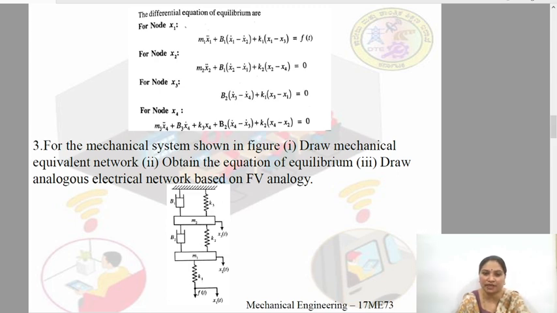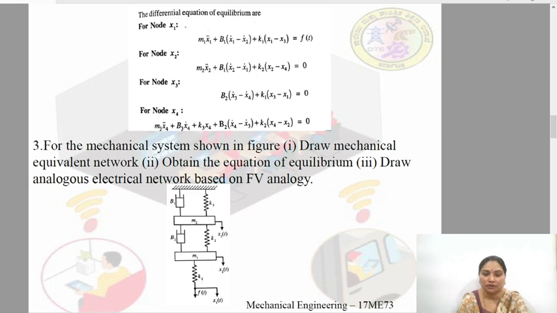For the four different nodes we can write the equations as, for the node 1, that is x1, we write m1 x1 double dot plus b1 (x1 dot minus x2 dot) plus k1 (x1 minus x3) is equal to f of t. Here the point to be remembered is that the damper B1 is written for the node x1. So therefore we have to take the difference in the displacement, that is x1 dot minus x2 dot. Similarly for the spring K1 also it is x1 minus x3.